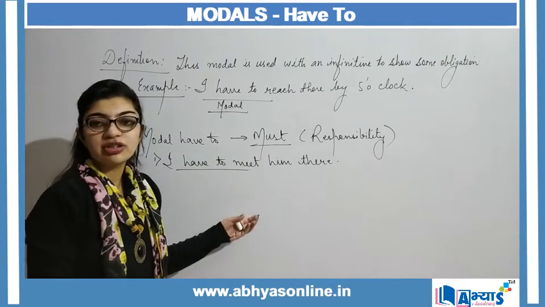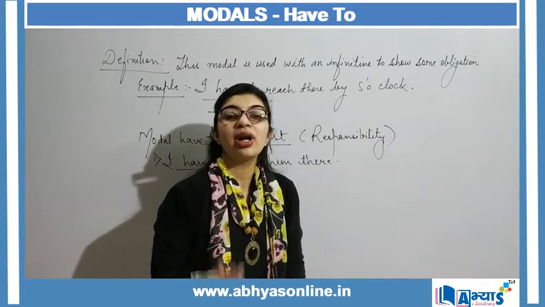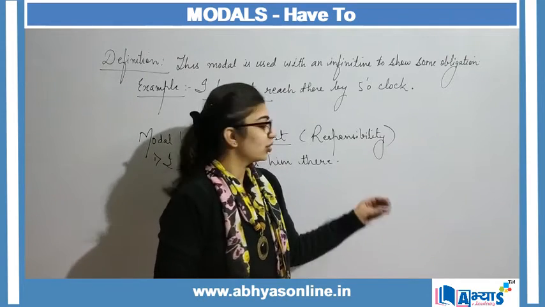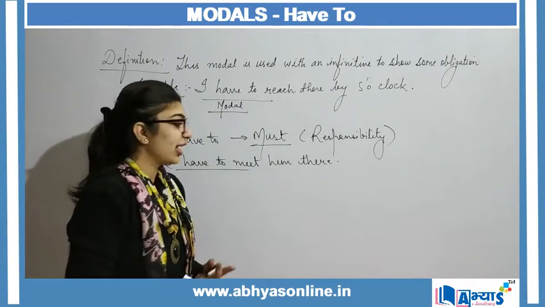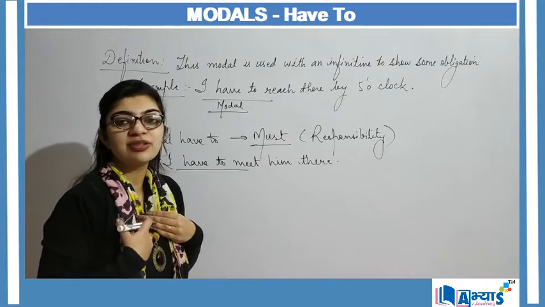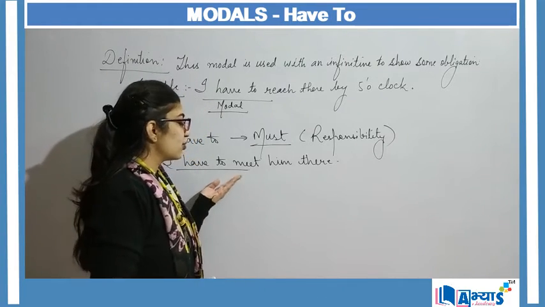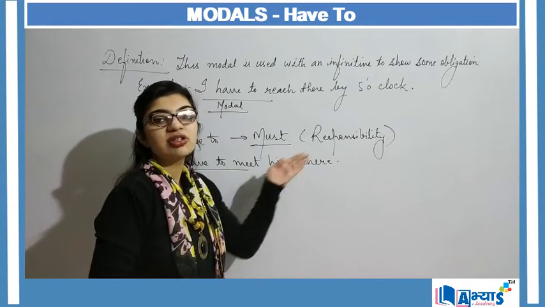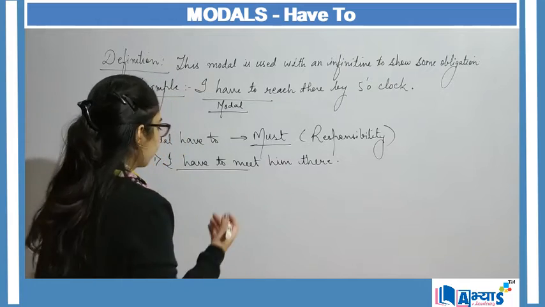Now, I have to meet him there. This is my responsibility, since I have promised to meet him, therefore I have to meet him there. So my responsibility occurs at that point of time, that if I have promised someone something, then it is our responsibility to fulfill that promise. So here the promise made is to meet him there. Therefore it is the responsibility of the person to meet the other person.